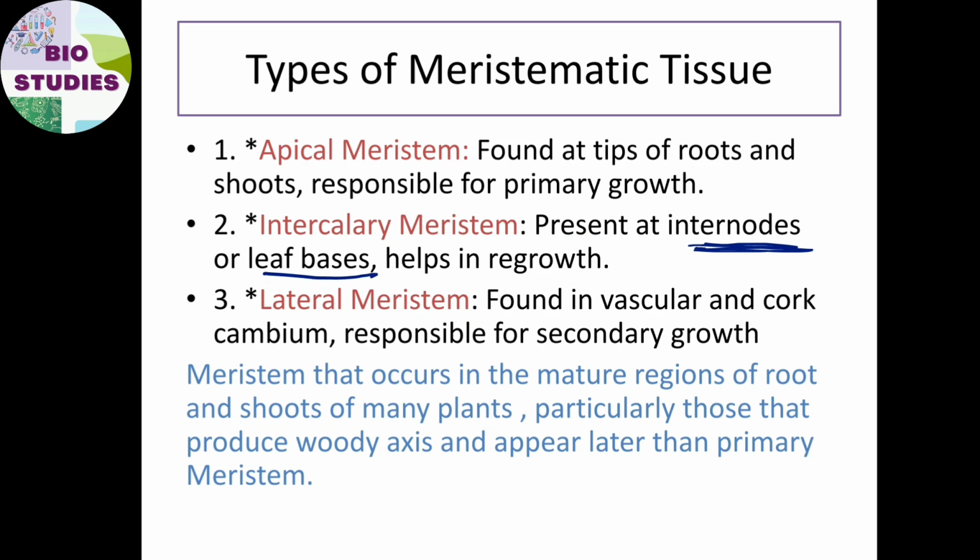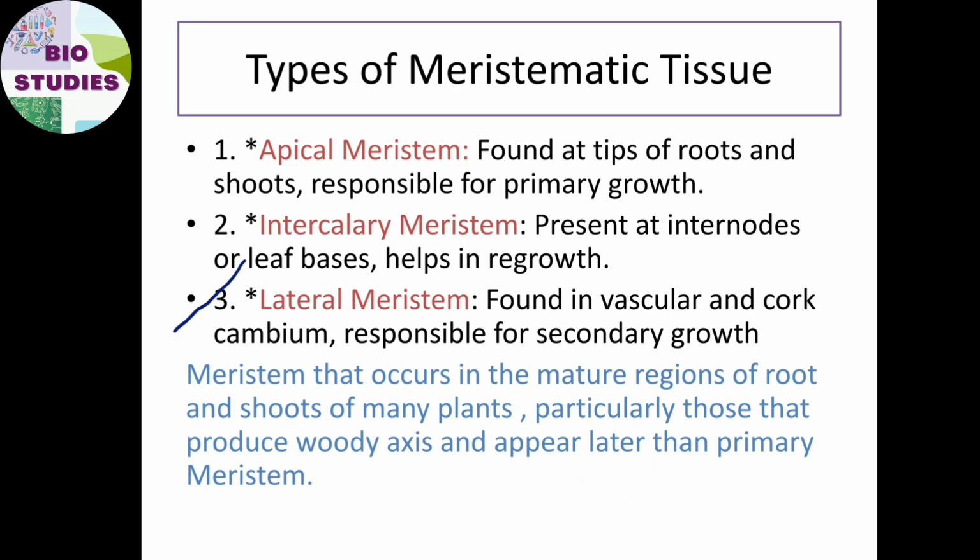I am telling you these intercalary meristem occur in grasses and regenerate parts that are removed by the grazing herbivores. It's a very important line. I am again telling you, these intercalary meristem occur in grasses and regenerate parts removed by the grazing herbivores. Okay.